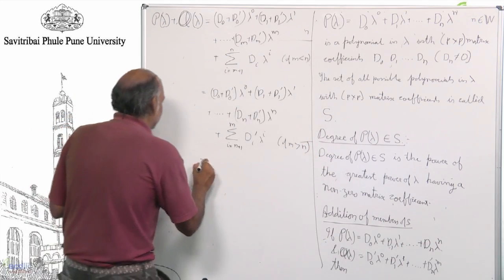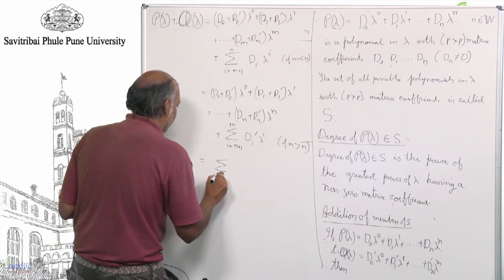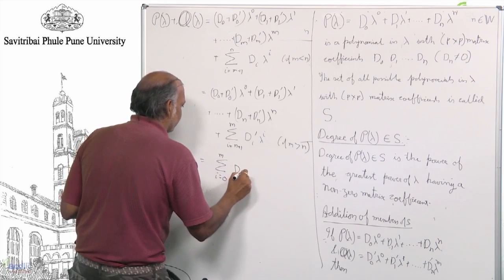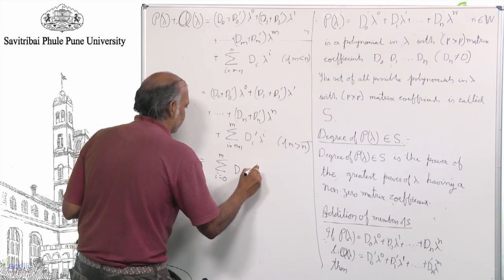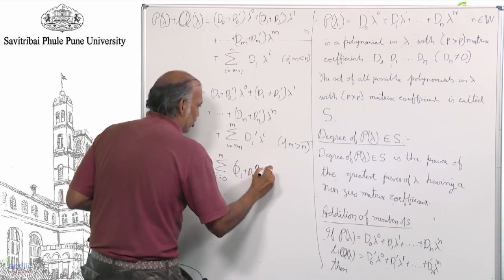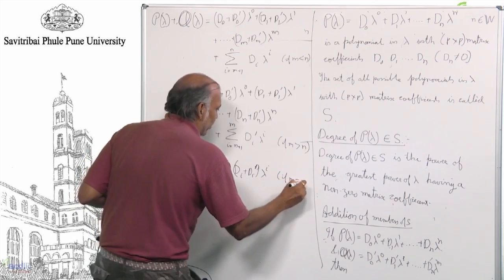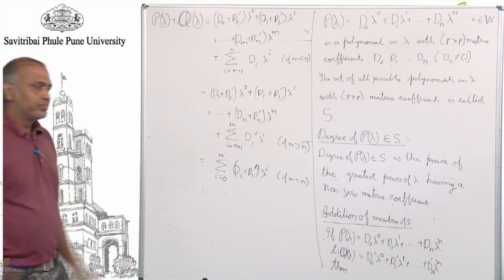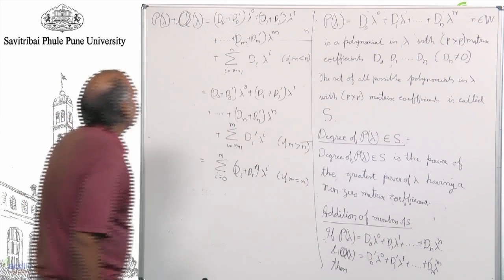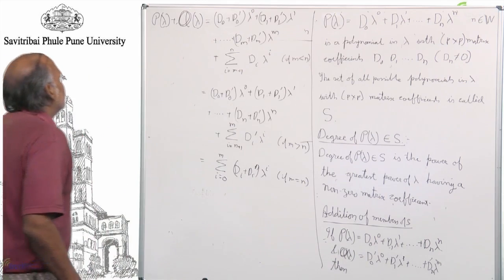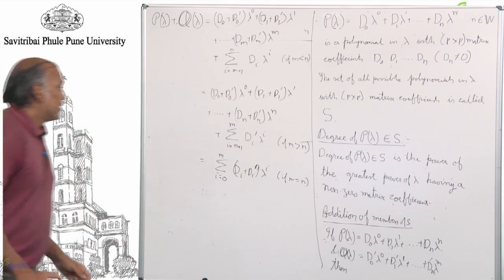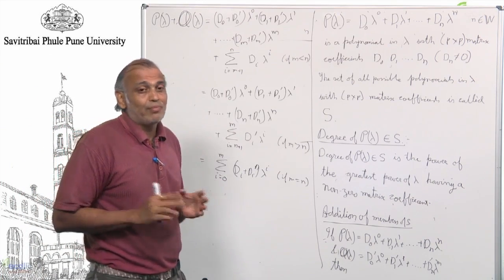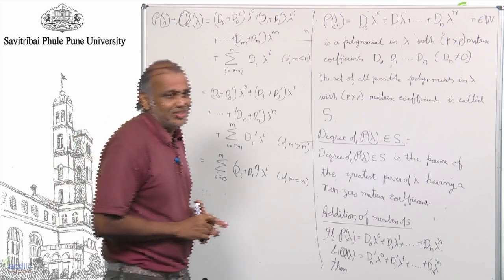You can simply say that this is equal to sigma over i equal to 0 to m of di plus di dash, or you could say n instead, lambda to the power i, if m is equal to n. The sigma is the summation sign I have used to cut a long expression short. So you see that this goes much in the same way as you would do when you add polynomials with real or complex coefficients.